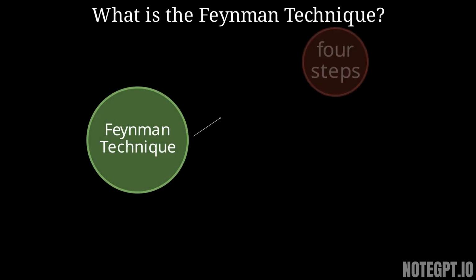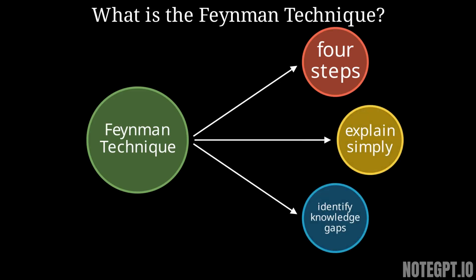The Feynman Technique is a four-step process for mastering any topic. Feynman believed that if you can explain something simply, you truly understand it. The steps are: 1. Choose a concept to learn. 2. Teach it to a child. 3. Identify gaps in your knowledge. 4. Review and simplify until you can explain it clearly.